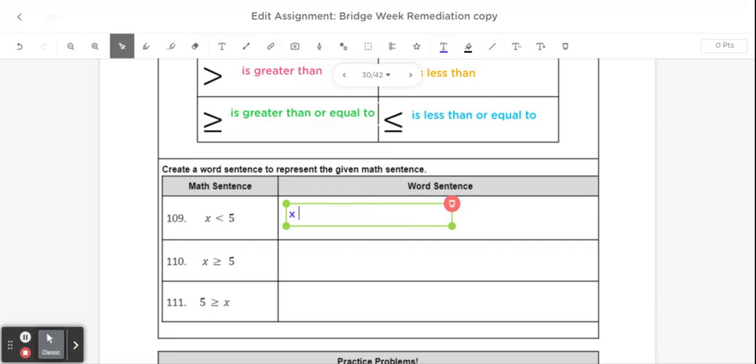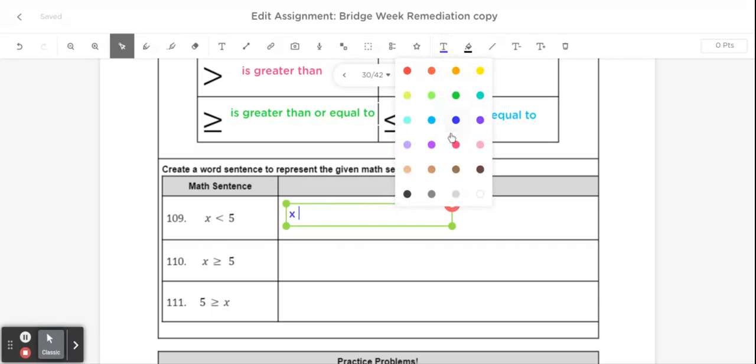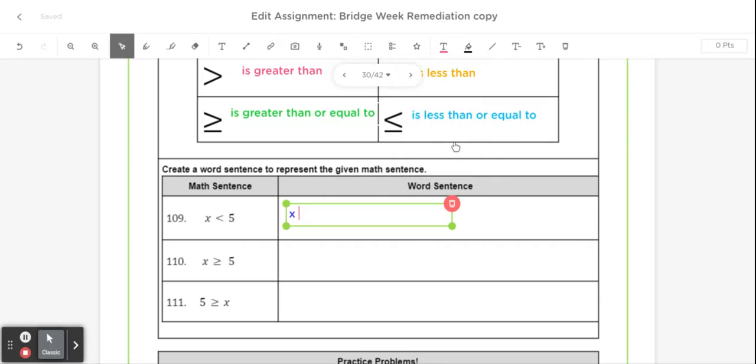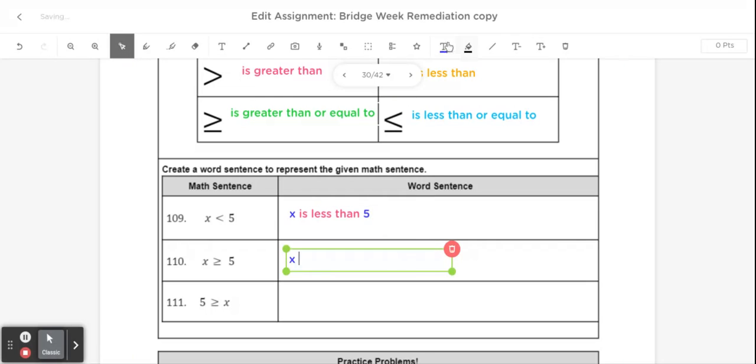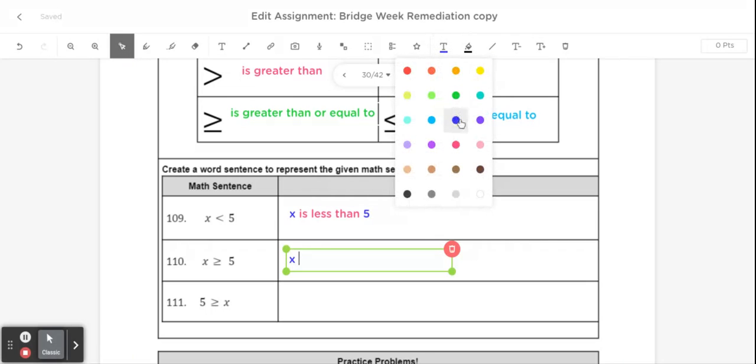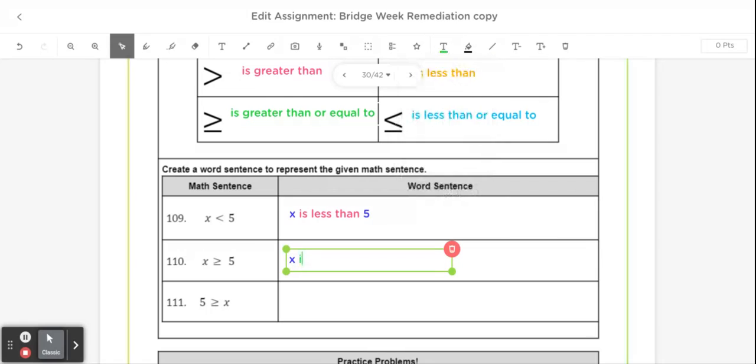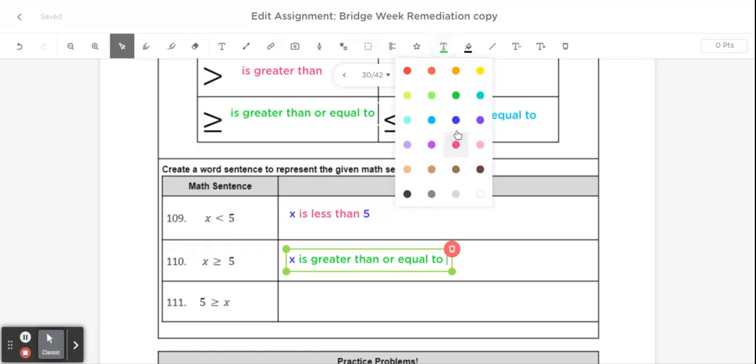Next, we're going to put in the words for the symbol that we see. Now, I see the symbol for less than. So I would say X is less than. And then I'm going to put the number at the end, the number 5. In the next sentence, I see X is first. And then I see the symbol for is greater than or equal to. So I would say is greater than or equal to, and then it's going to be the number 5 at the end.